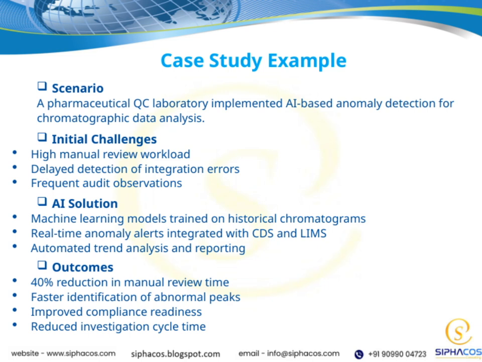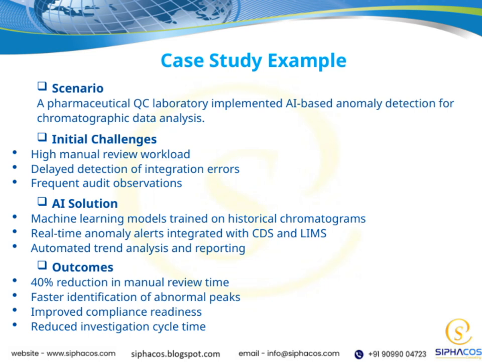So, to address these issues, they developed an AI solution. They trained machine learning models on their historical chromatogram data, which allowed the system to learn what normal looks like. They also integrated real-time anomaly alerts directly into their existing systems like CDS and LIMS, enabling faster responses. Additionally, they automated trend analysis and reporting, which helped streamline the entire process.